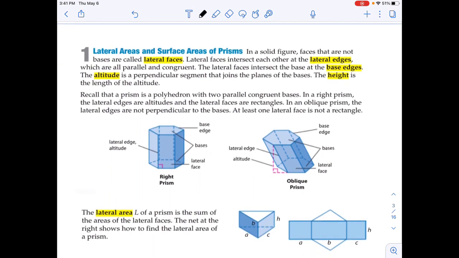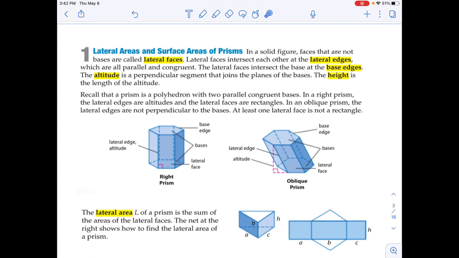So we have lateral areas and surface areas of prisms. In a solid figure, faces that are not bases are called lateral faces. So in this case, this would be considered a lateral face. Lateral faces intersect each other at the lateral edges, which are parallel and congruent. So where two lateral faces intersect, that is called a lateral edge. And these lateral edges are the same length, they're congruent, and they're parallel. The lateral faces intersect the base at the base edges. So these are all considered base edges here as well.